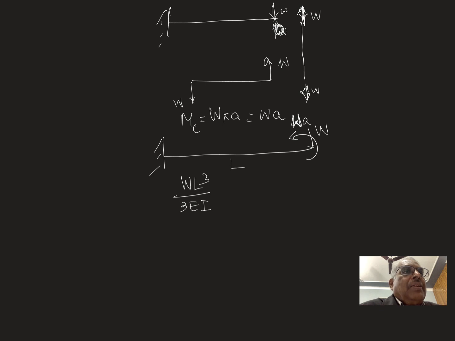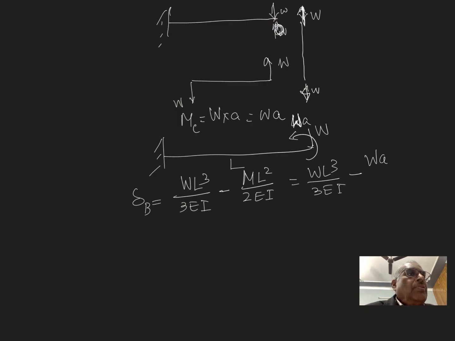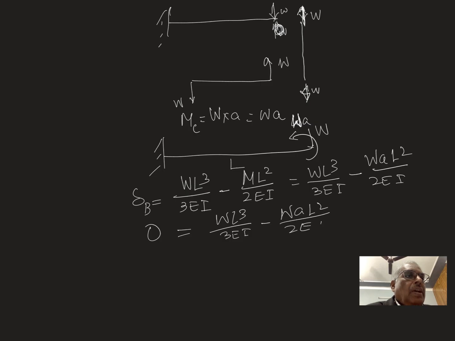W into L here, clockwise, anti-clockwise, and this is clockwise. So one will be positive, the other will be negative. For moment, we already know that the deflection will be this much. So delta B is W L cube upon 3EI. What is the value of M? W into A. So W A, L square upon 2EI, and this is 0. W L cube upon 3EI minus W A L square upon 2EI.